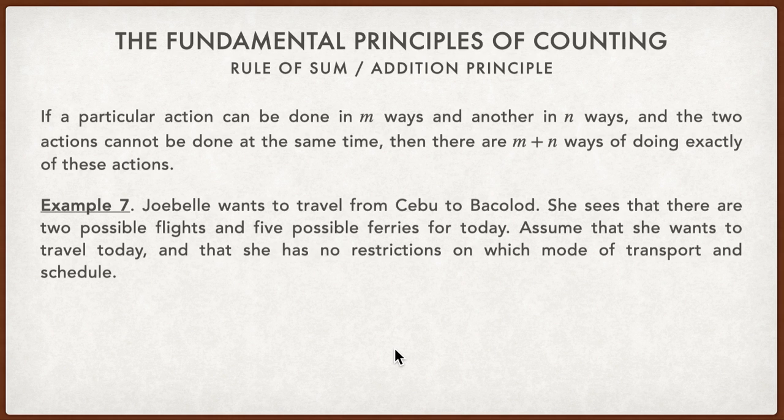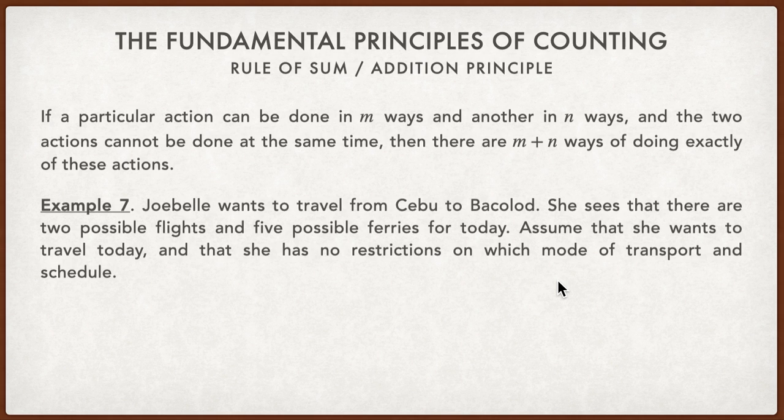So try to imagine this. Jobel wants to travel from Cebu to Bacolod. She sees that there are two possible flights and five possible ferries for today. Assume that she wants to travel today and that she has no restrictions on which mode of transport and schedule. So, when you travel from Cebu to Bacolod, you don't need to have a flight and then some ferries at the same time. You only need to choose. Will you choose to have it by air or by sea? Of course, we cannot do it by land, right? So, by air or by sea, because it's two separate islands for those not living in the Philippines.